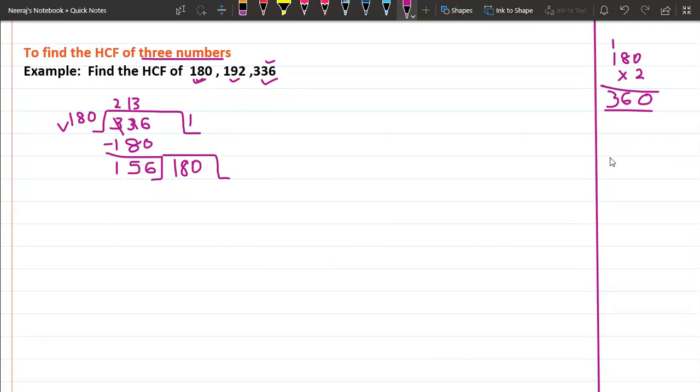So let's try with number 2. So 156, we have to multiply by 2. So 2 6s are 12, 2 5s are 10, and 1 is 11. 2 1s are 2 and 1 is 3. This is coming 312, and again it's a bigger number, we cannot divide, so let's divide by 1.